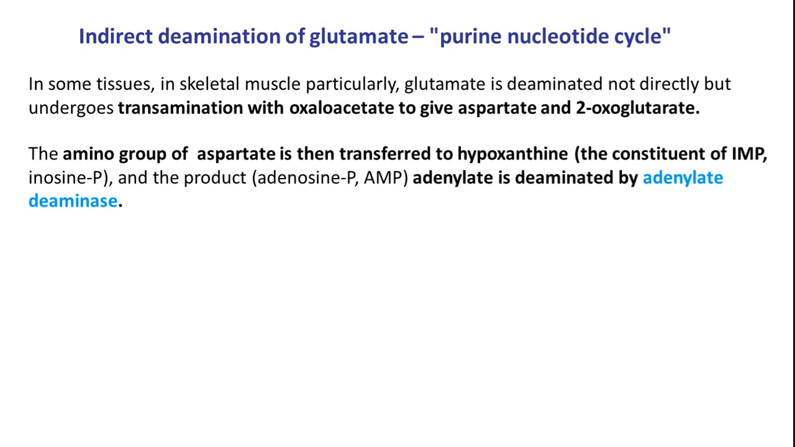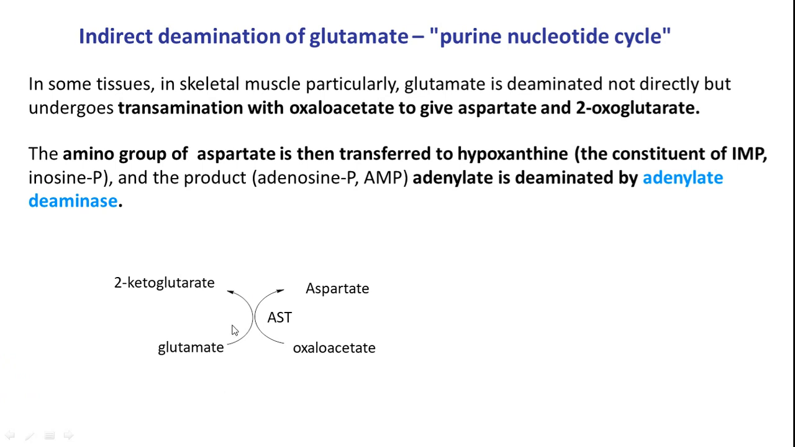Now, indirect deamination of glutamate. It happens in a stepwise manner, and there are many mechanisms. One of the major mechanisms in indirect deamination is the purine nucleotide cycle. Here, the amino group that we have on glutamate will be transferred to aspartate. Glutamate gets deaminated to give alpha-ketoglutarate.